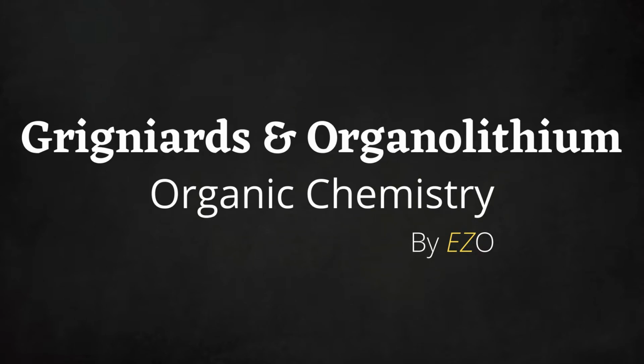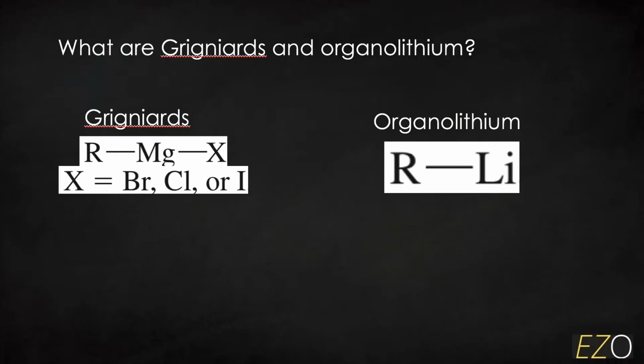This video will cover Grignards and organolithium reagents. So what are Grignards and organolithium? They're a type of reagent which has to do with organometallics. So Grignards are an alkyl group which then have a magnesium group which is then bonded to a halide. So that's either bromine, chlorine, or iodine.